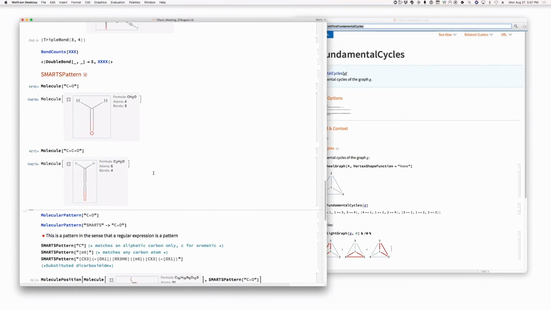It simply omits them. Because in this case, with the C double bond O, the hairs could be two single bonds or it could be one double bond, and they're different, but the pattern C double bond O would match either of those situations.